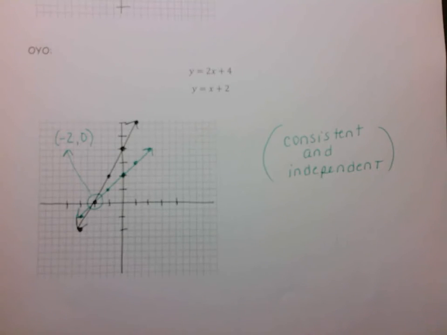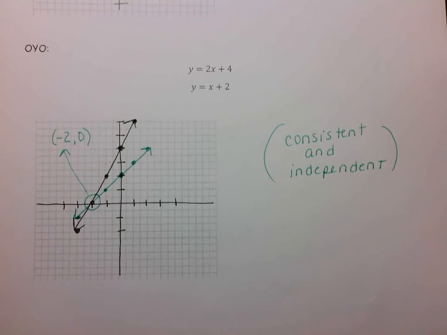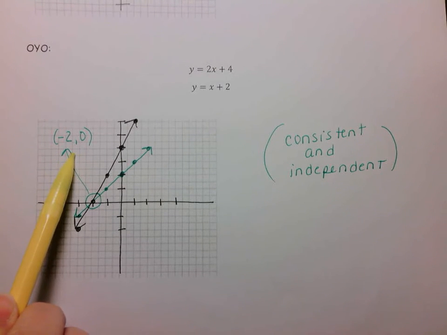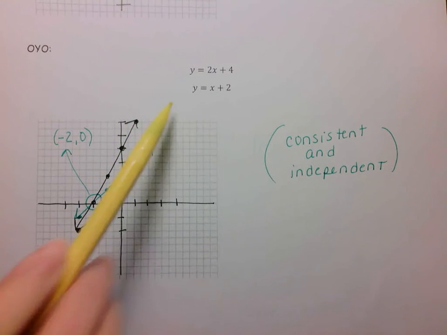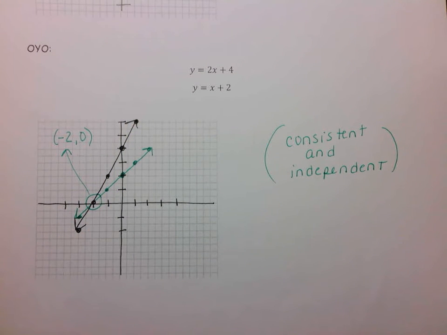And once you do so, you find that they intersect at (-2, 0). And so again, this is a consistent and independent system. And if I was to plug this coordinate point back into both of these equations, it would make both equations true.